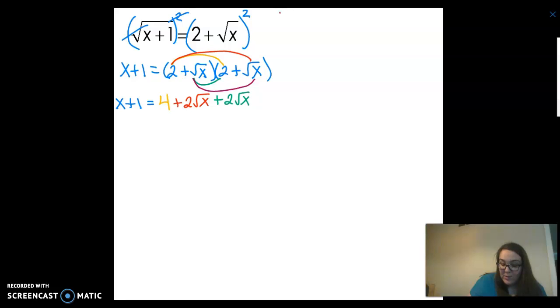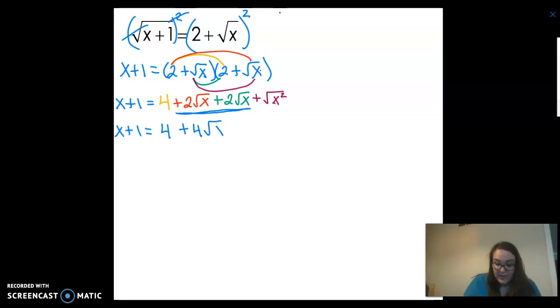Okay, that becomes, multiply the outsides, 1 times 1 is 1. Multiply the insides, x times x, x squared. Okay, so now I'm going to go through and simplify this the best I can. I have x plus 1 on the left still. On the right, this 2 square root of x and 2 square root of x, they're like terms here. Okay, so 4 plus 4 square root of x. And then even better, this square root of x squared is just plus x because I can simplify that.